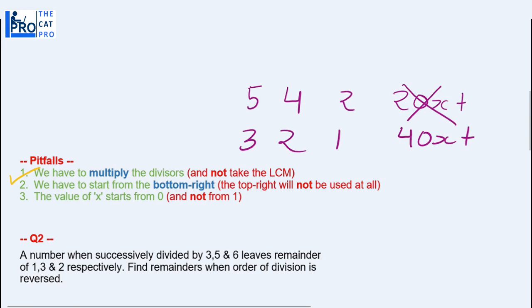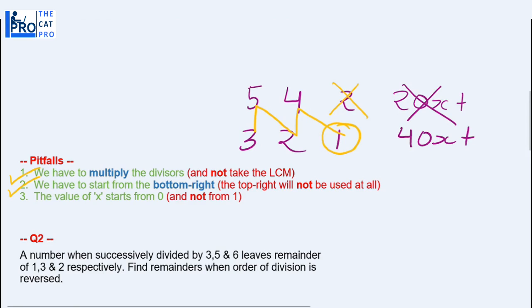The second is we have to start from the bottom right. So sometimes you get confused whether I have to start from which number. So always remember we have to start from the bottom right, and one number is never used, and that is the top right number. Okay, all the numbers will be used, then multiply, add, but the top right will not be used. We have to start from bottom right. This is the second pitfall.